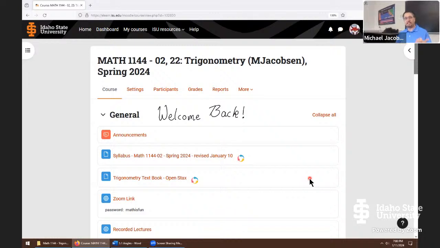In college algebra, we looked at linear, quadratic, rational functions, exponential functions, and the logarithmic functions. Here, we're just looking at the trigonometric functions and all of their inverses.